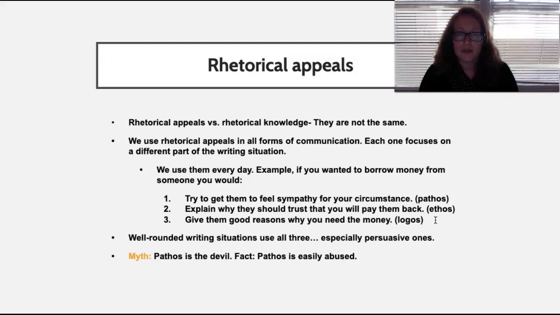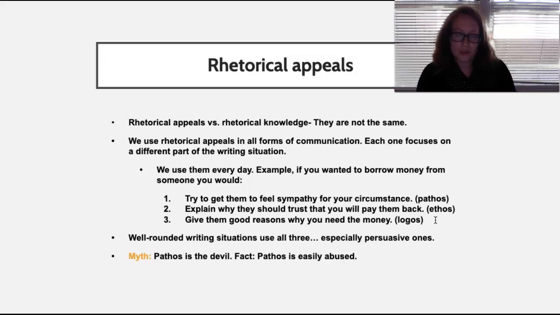And then you also want them to trust you and believe that you're going to pay this money back. So you give them good reasons, like I have a job or I have a paycheck coming in, so this is just a loan until I get my paycheck, and telling them the day and time so they know when you're going to get paid, and giving them reasons to believe that you're going to pay them back, and that's trust. And any good communication needs all three of those senses between the writer and the audience.